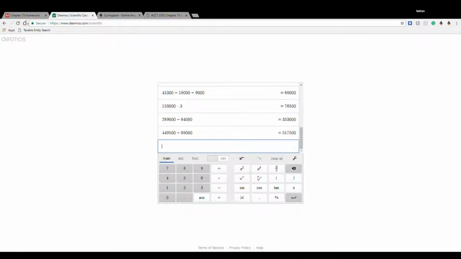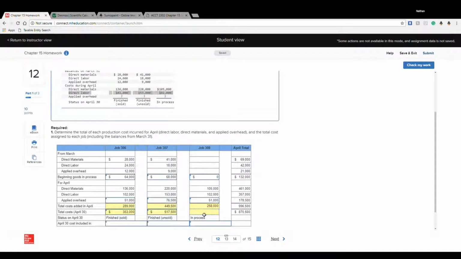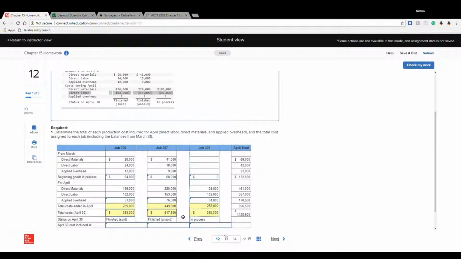449,500. Make sure, yeah. Okay, and then the last one is really easy. 1, 2, 3. Alright, so there's our total cost as of April 30th. And next, they just want to say, where would cost be included in? Well, once a finished good is sold, we know that the cost goes in cost of goods sold.